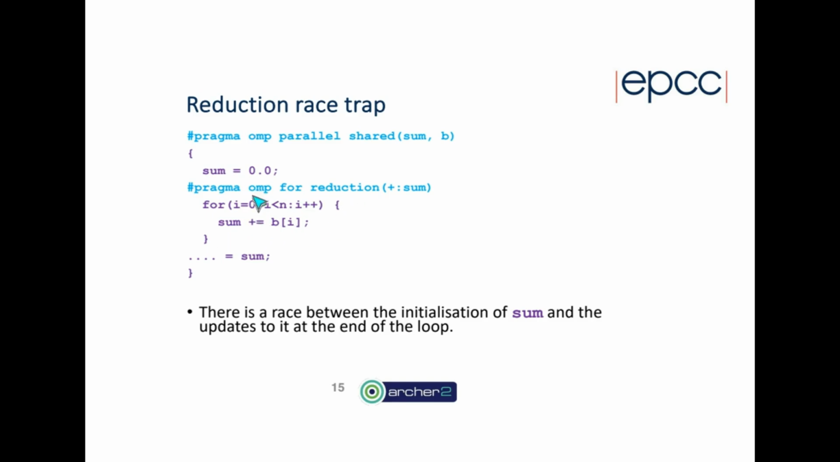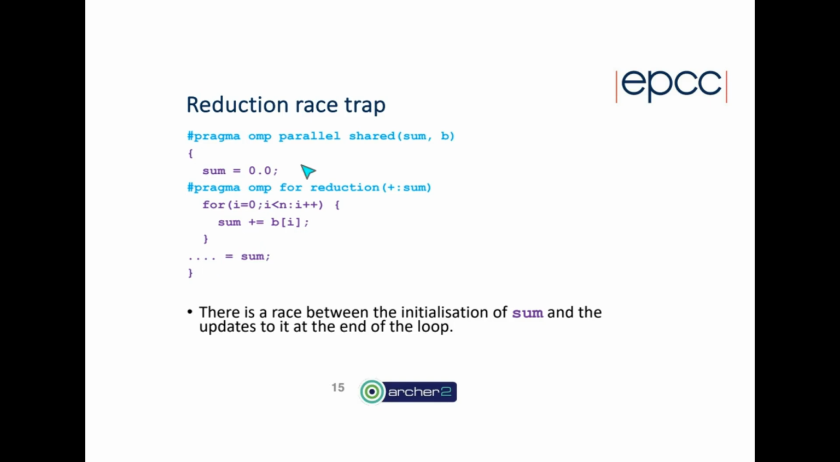I have to put the reduction on the work sharing directive because I want the reduced value of sum sometime later in the parallel region. I can't put the reduction on the parallel directive, because then the reduction wouldn't happen until the end of the parallel region.